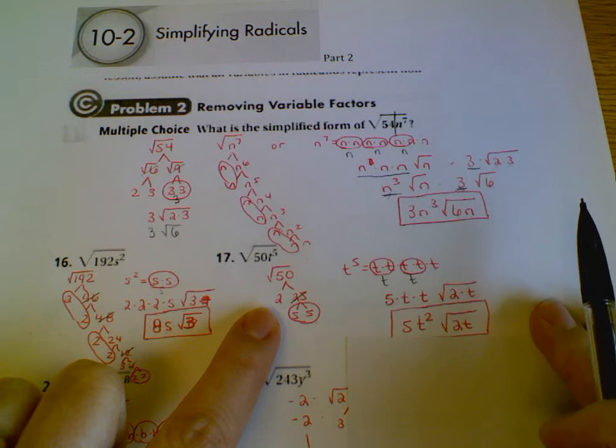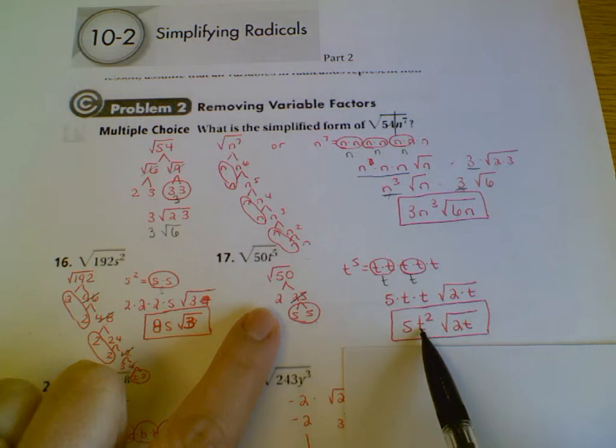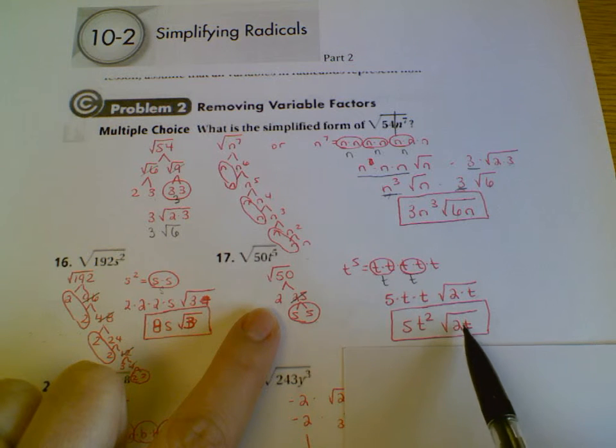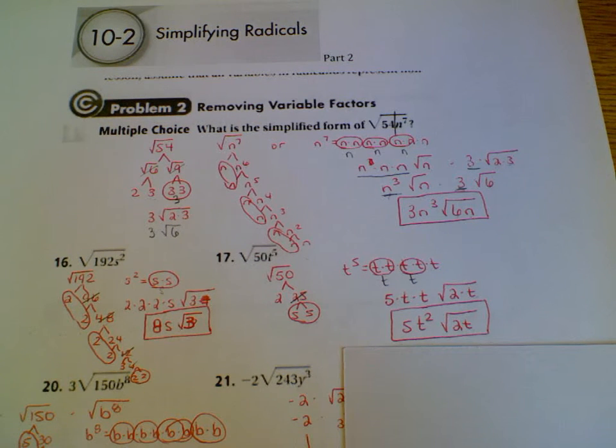So when I times all of that together and condense it, I get 5t to the second times the square root of 2t.